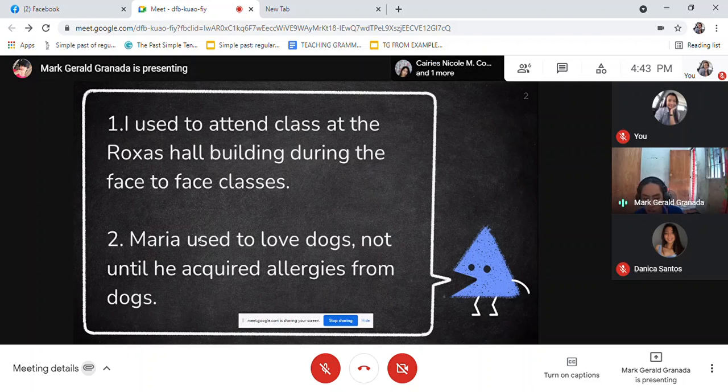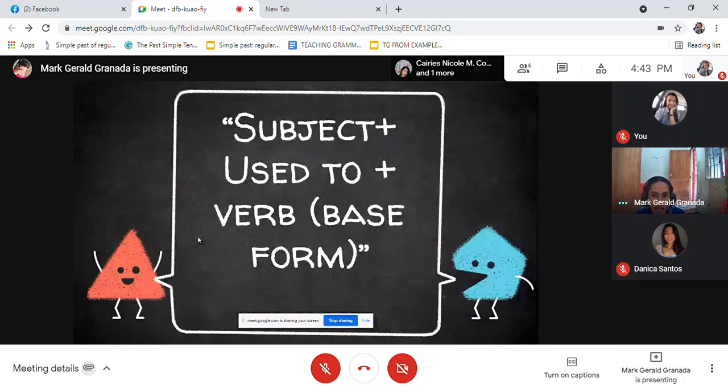Yes, you are correct, Miss Santos. If you noticed in the two sentences, they've used the base form of the verb after the phrase used to. And with that, we are following the structure: subject, plus the phrase used to, plus the verb in its base form.